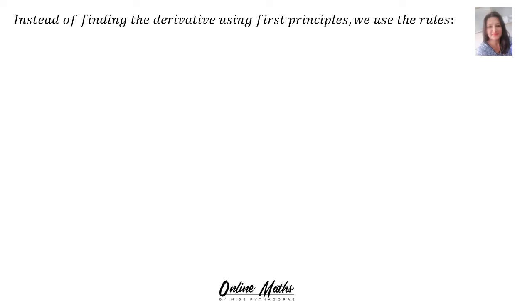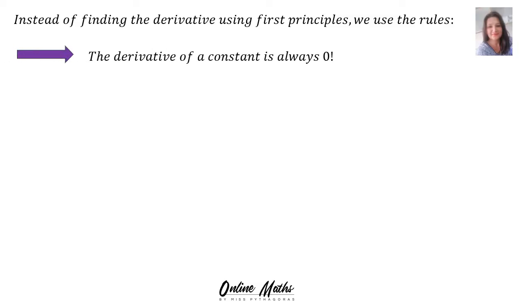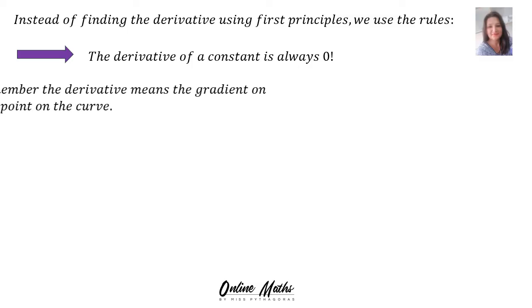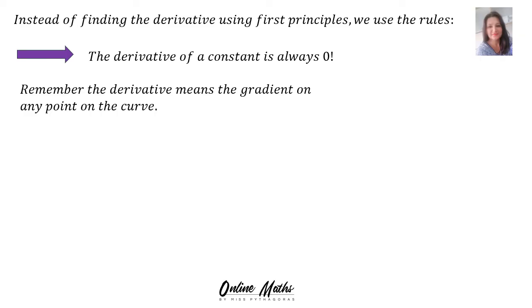Instead of finding the derivative using first principles, we use the rules. Now the first rule says that the derivative of a constant is always 0. Remember, a constant is just a number. There's no x. Remember that the derivative means the gradient at any point on the curve. So when I give you y is equal to 4, the derivative will be 0.